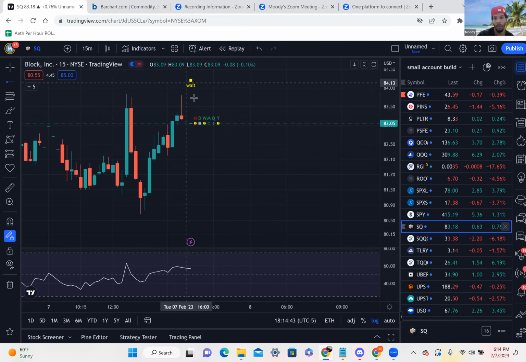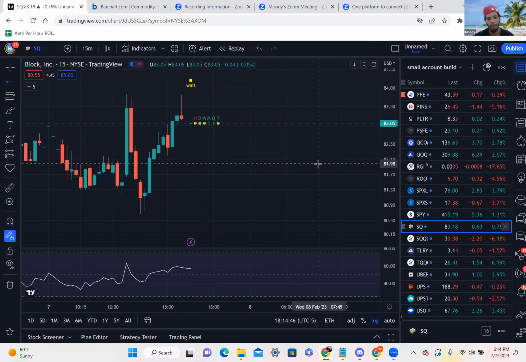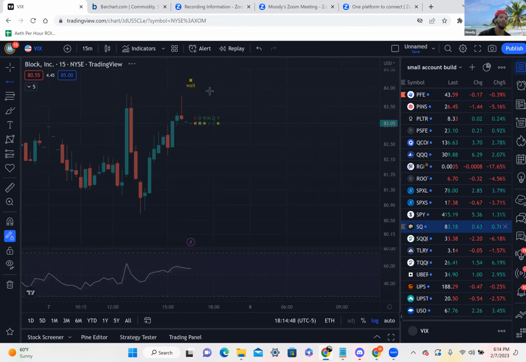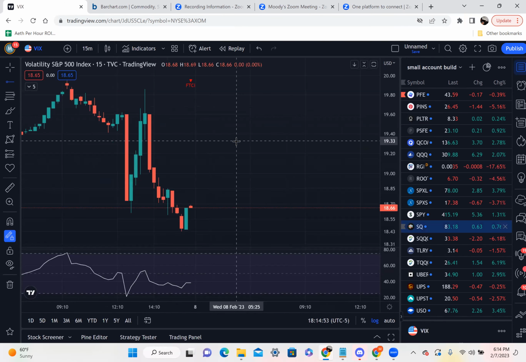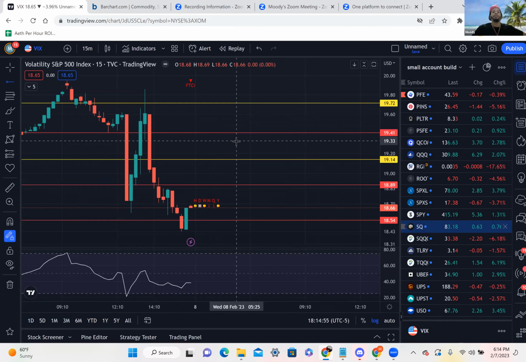And when it's bearish, it goes down. It goes red. VIX is probably red. But yeah, there are no special settings or nothing like that. It just correlates together. It just lets you know.